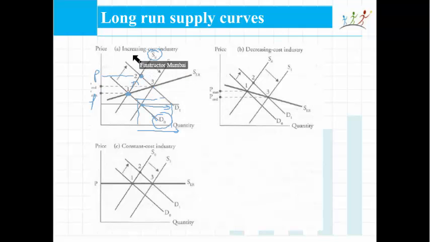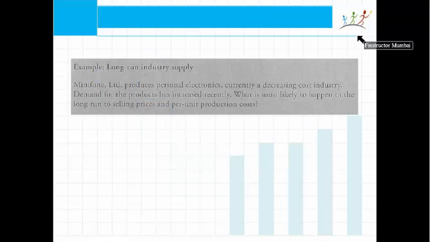Oil and petroleum is an example of an increasing cost industry. Even though demand has exploded in petroleum, the supply has come at a higher cost. So the long run prices are going up. So what happens in the long run to the prices depends on how efficient the supply is, or how technologically efficient the supply is.